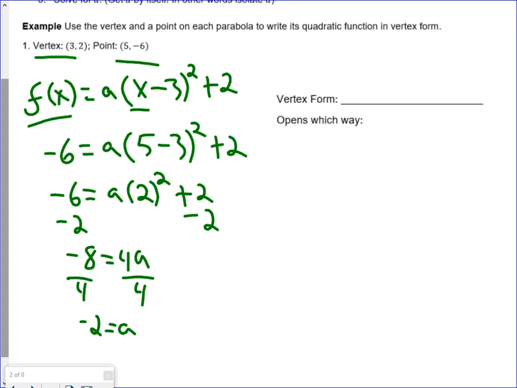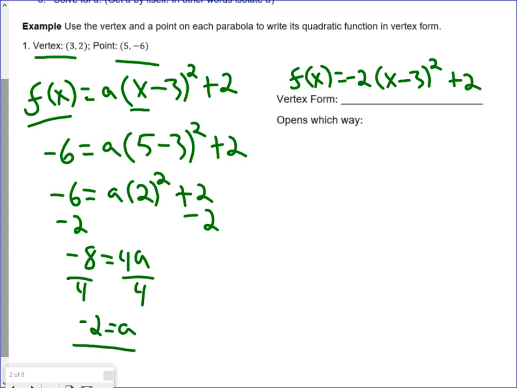Once we have our a value, we're going to plug it into the formula. So we get f of x equals -2 multiplied by x minus 3 squared plus 2. So this is what our quadratic function is going to look like in vertex form.